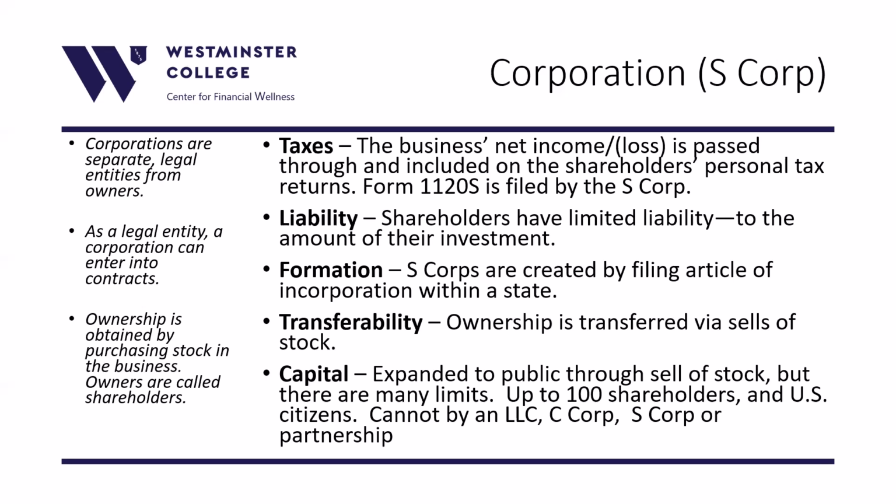So that's going to impact our transferability and our capital. So transferability, ownership of the corporation can be transferred by sale of stock. Additional stock can be added either by the corporation selling more stock or by current owners selling some of the stock. Okay, access to capital markets. It's expanded to the public through the sale of stock, but there are some limits. You can have up to 100 shareholders. They have to be US citizens, and there's a couple other things, I think. Those are the big ones. And also the owners cannot be an LLC, a C Corp, an S Corp, or a corporation or a partnership.